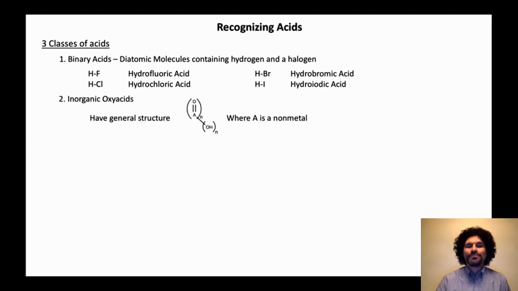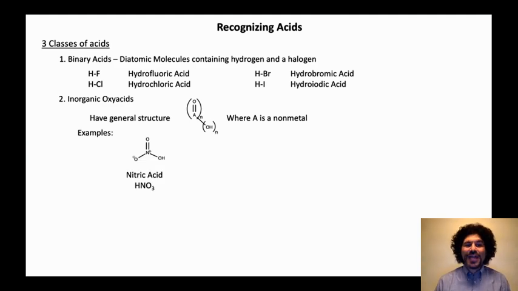The second class of acids are what I call the inorganic oxyacids, and they have a general structure where A is a central atom. It's going to be a nonmetal. It is doubly bonded to some number of oxygens, and it has some number of OH groups on it. So this is best illustrated with some examples.